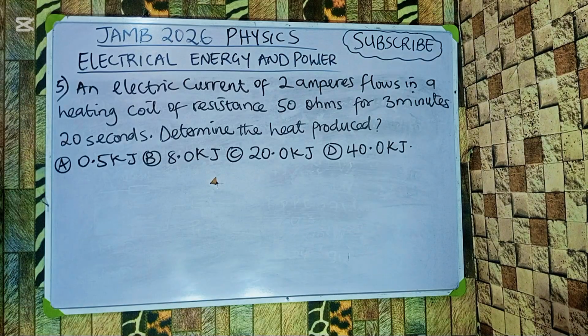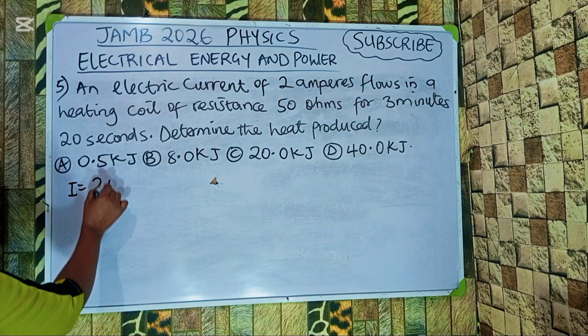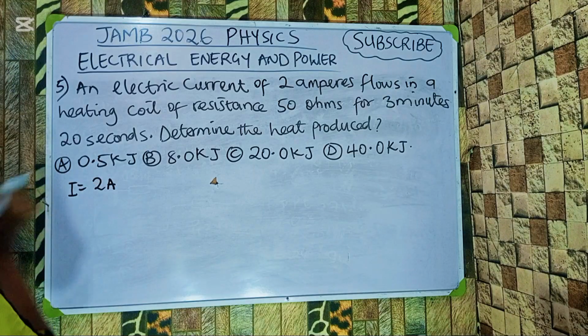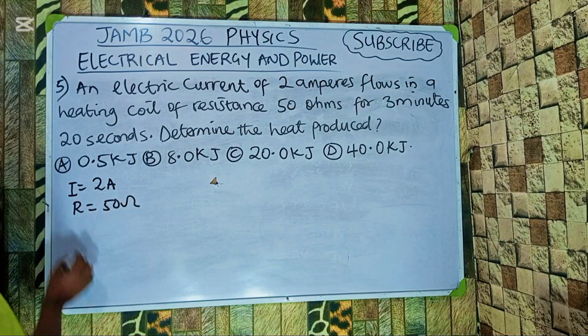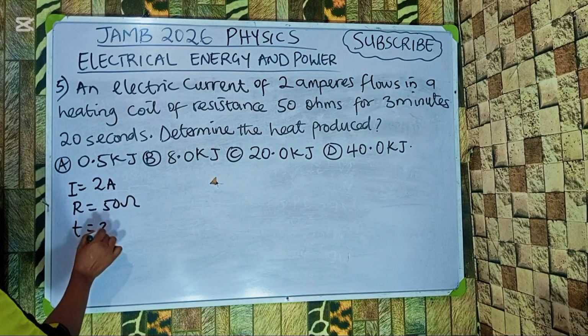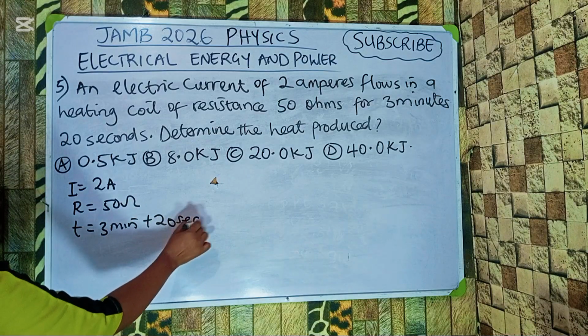Question 5. An electric current of 2 amperes flows in a heating coil of resistance 50 ohms for 3 minutes 20 seconds. Determine the heat produced. Now we have the following options. Let's take the parameters given. The current is 2 amperes, the resistance is 50 ohms, and the time is 3 minutes plus 20 seconds.